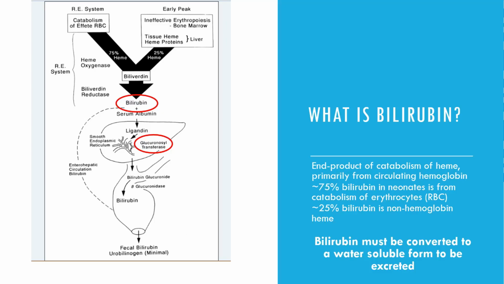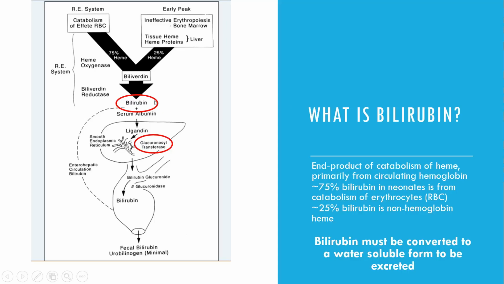Okay, so we're done with that slide. We get to move on. Just to the right here is a short synopsis of what I said. What is bilirubin? The end product of catabolism of heme, primarily from circulating hemoglobin or red blood cells. 75% of bilirubin in neonates is from breakdown of red blood cells. So that's what we're going to be talking about the most. And in the bold at the very bottom, bilirubin must be converted to a water-soluble form before it can be excreted.